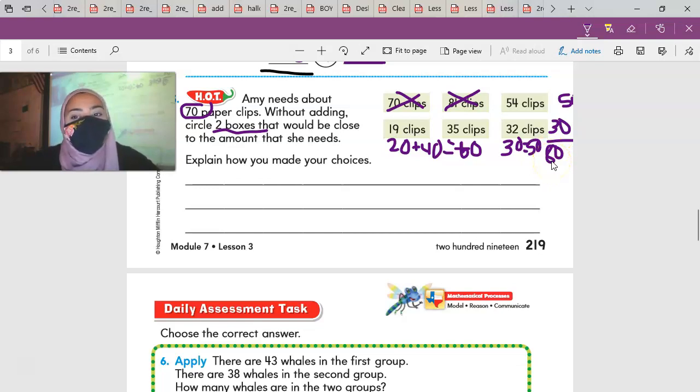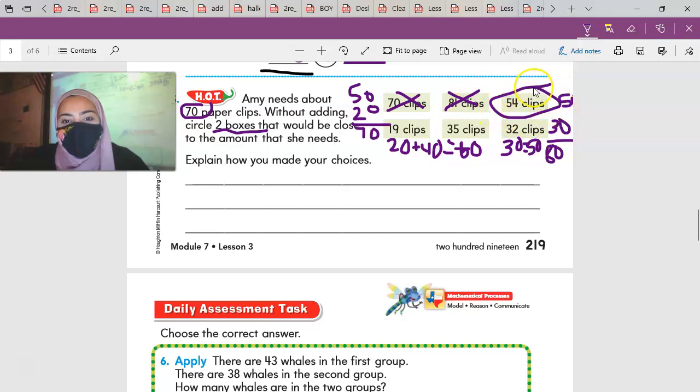Dustin. 54 and 19. Let's try that. 54 is closer to 50, and 19 is closer to 20. 50 plus 20 is 5, 6, 7, 70. Good job. So 54 and 19. How did you make that choice?